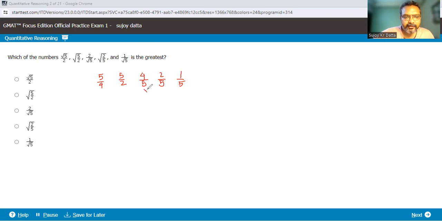So if you look at it, these are all fractions. 5 by 2 is 2.5 and this is obviously 1.25. So 5 by 2 is the greatest. That means root of 5 over 2 is the greatest. So that is the second option.